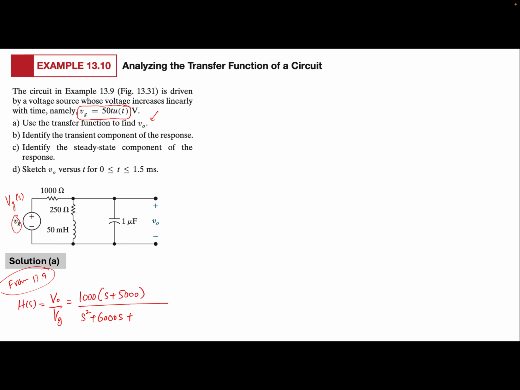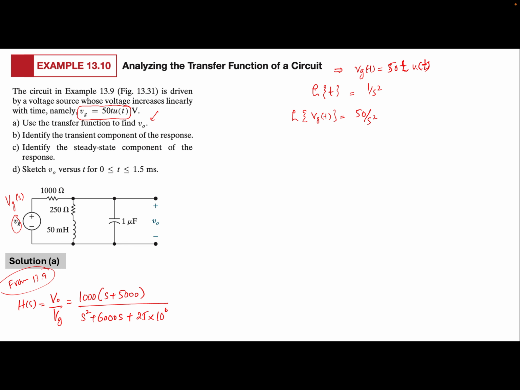However, the only difference is that my VG of t is 50 times t and a step function. I also know that the Laplace transform of t is 1 over s squared. So the Laplace transform of VG of t is going to come out to be 50 over s squared. Okay, so we got it.